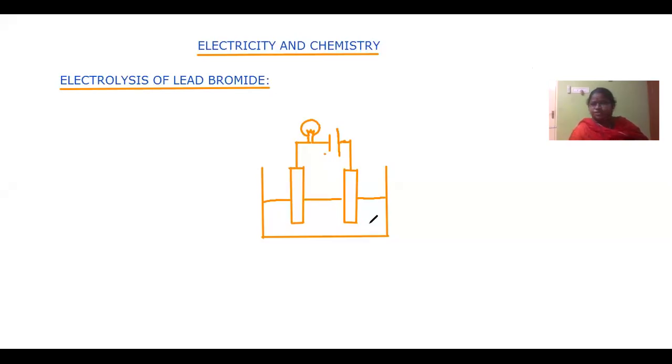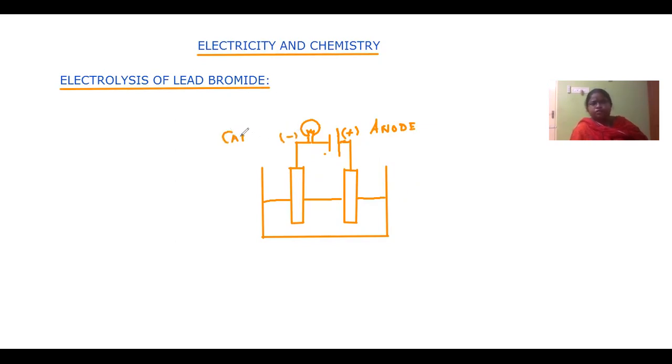Hi students, today we are going to see electrolysis of lead bromide, which is from the chapter electricity and chemistry. Over here I have given the apparatus setup. Here is a beaker or a trough which has two electrodes, one is a cathode and one is an anode. The anode is positively charged, and the cathode is a negatively charged electrode.